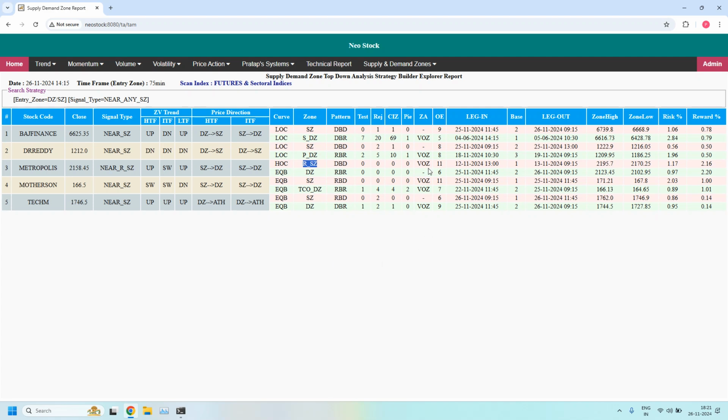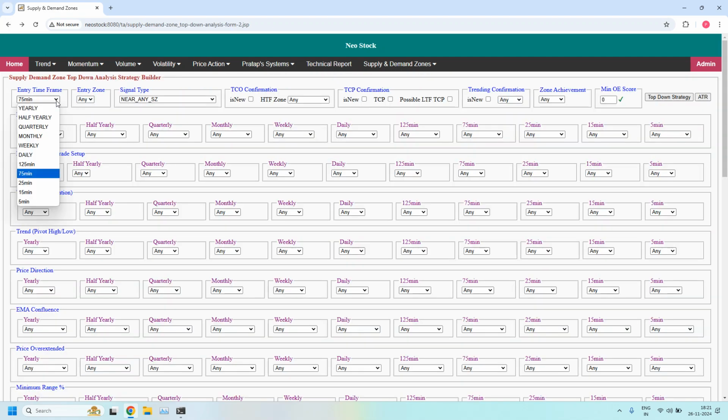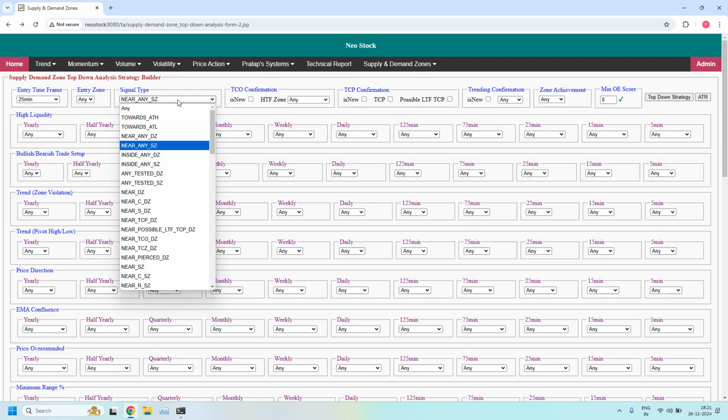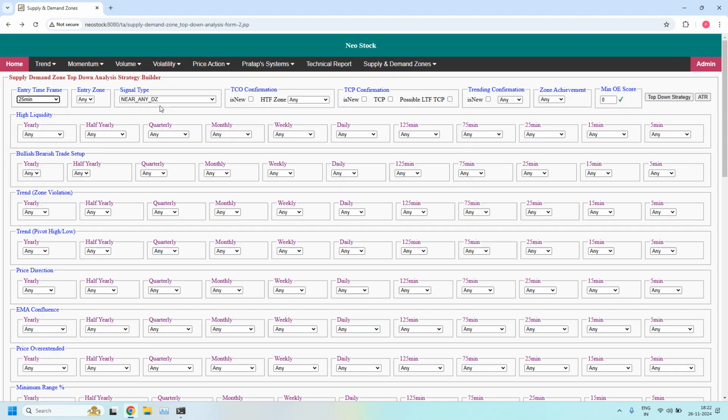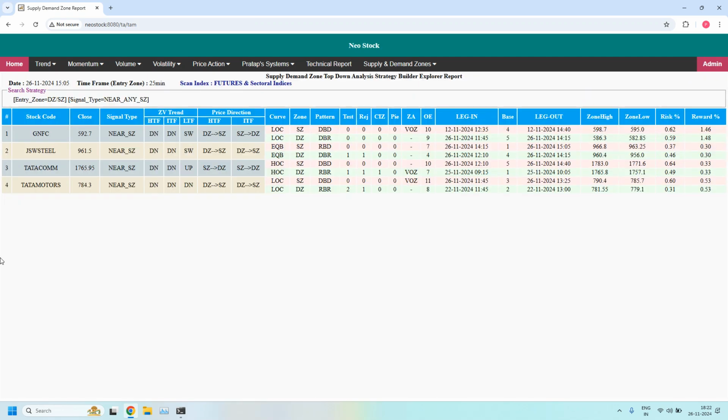Okay, next time frame is 25 minutes. Stocks near the 25 minutes demand zone, 6 stocks are filtered. Next, 25 minutes time frame, stocks near the 25 minutes supply zone, 4 stocks are filtered.